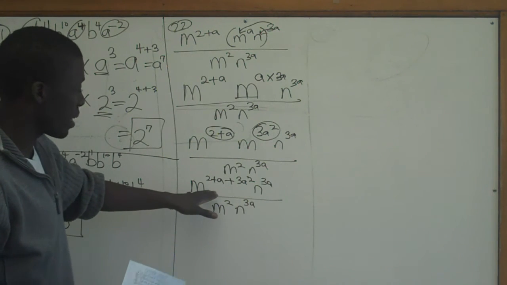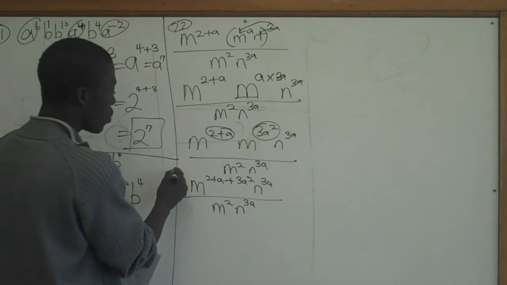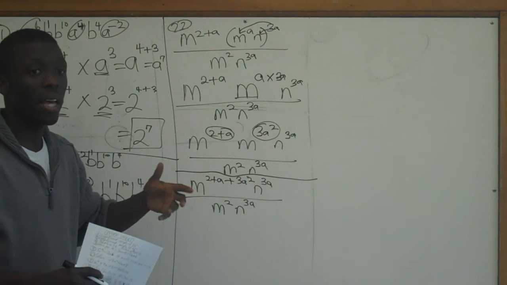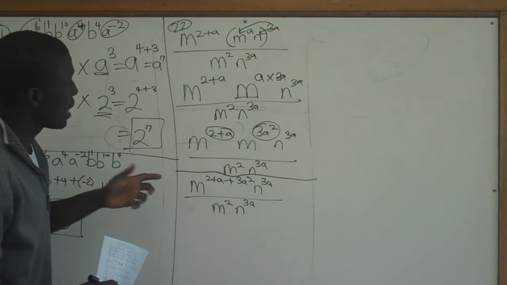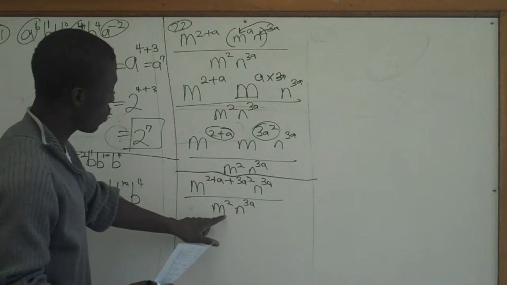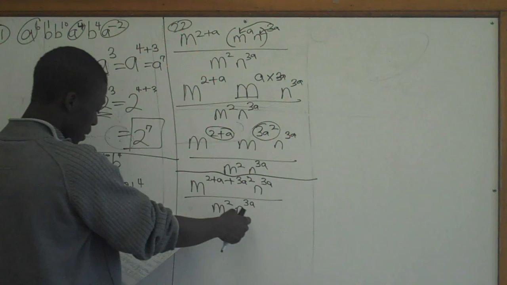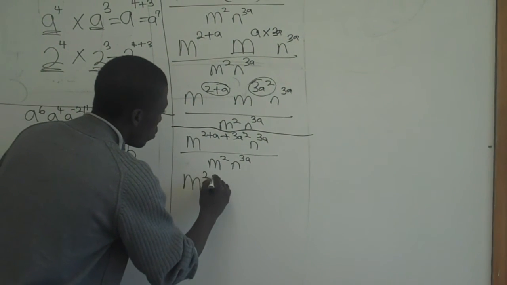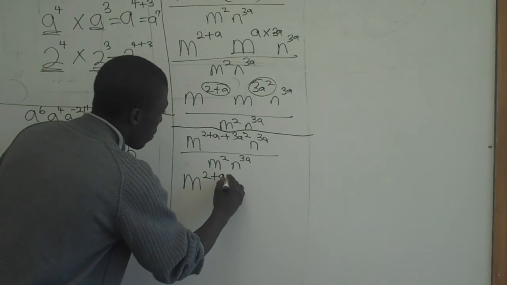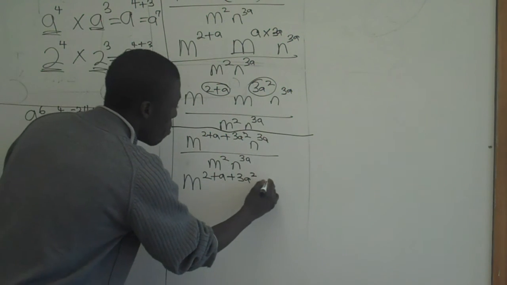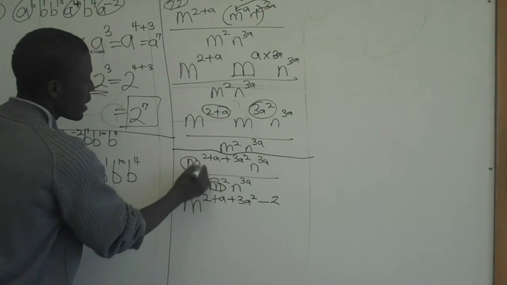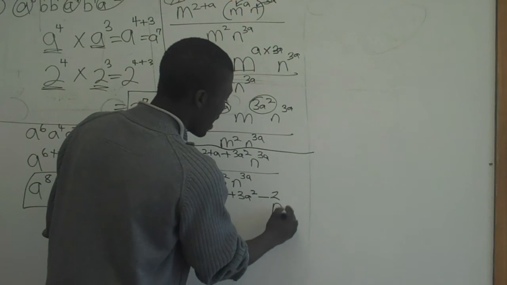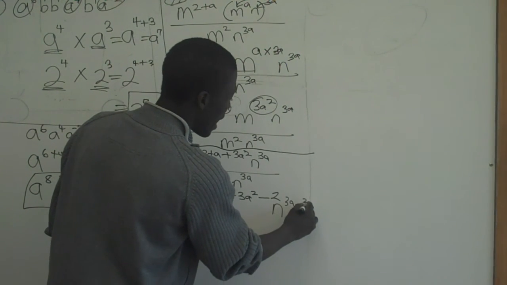And so if we have this, what we need to remember now is that according to one of the laws of indices, I'm allowed to bring things from the bottom to the top. So now I'm bringing things to the top, and it becomes m to the 2 plus a plus 3a squared minus 2, because the m's have the same base. And for the n, it's also going to come up, and it's going to be n to the 3a minus 3a.